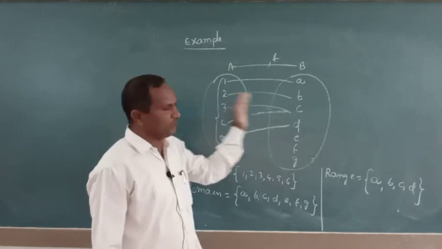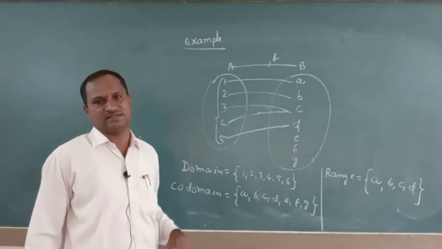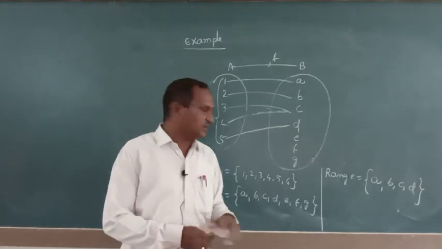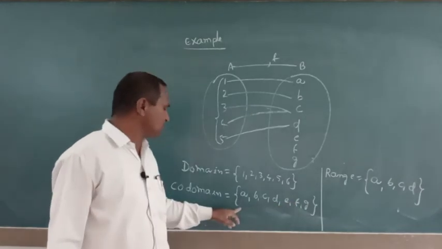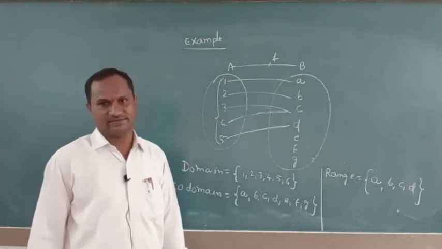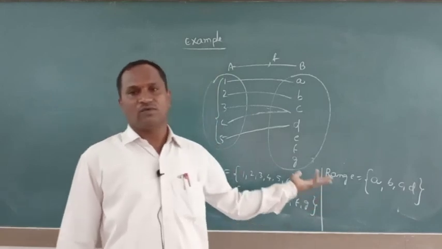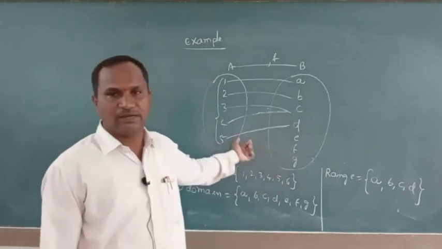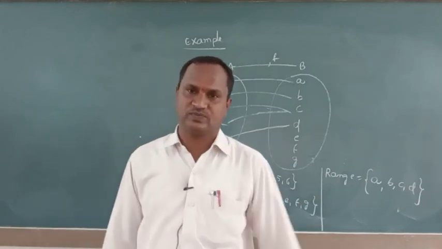If we move from A to B, we get images. If we move from B to A, we get pre-images. Like that, we are finding domain, codomain and range. By observing range and codomain, range is always a subset of codomain. So we saw examples of functions and the definitions of domain, codomain and range, showing diagrammatically which is domain, codomain and range.